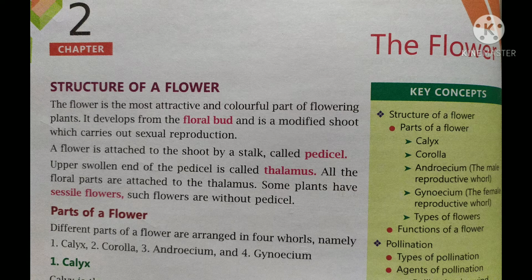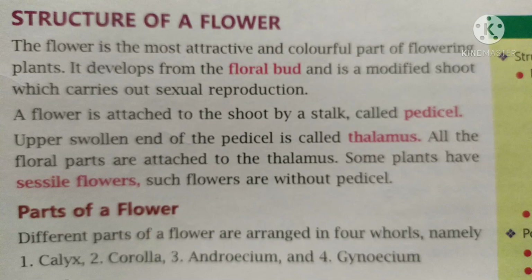First of all, you should know what is flower. It is the modified shoot which is carrying out sexual reproduction in plants. Now let us see the different parts of flower. The different parts are calyx, corolla, androecium and gynoecium. Now let us see the details of each of the floral whorls, that is calyx, corolla, androecium and gynoecium.